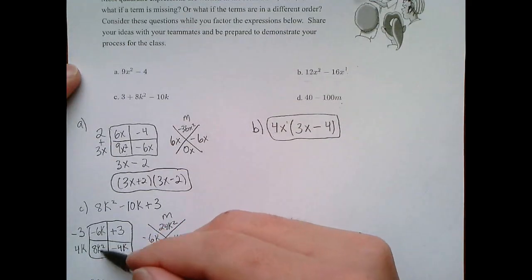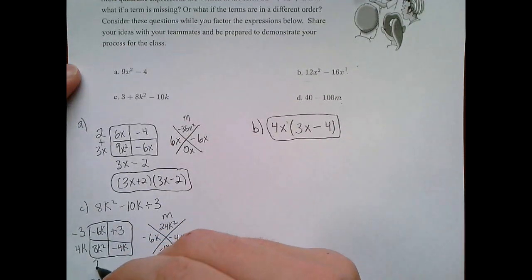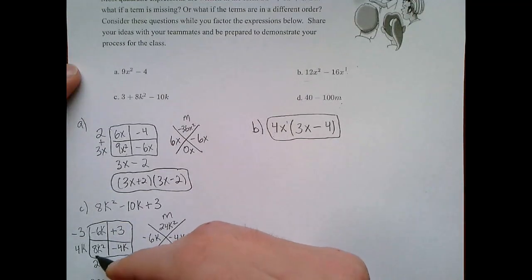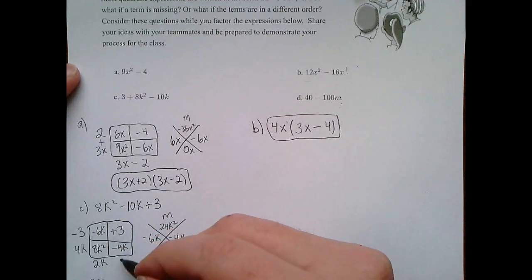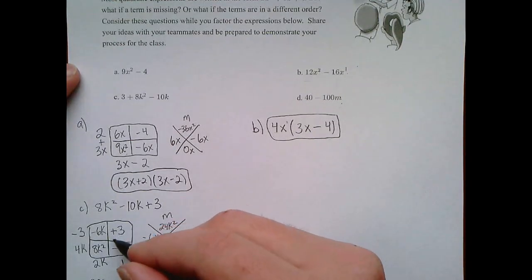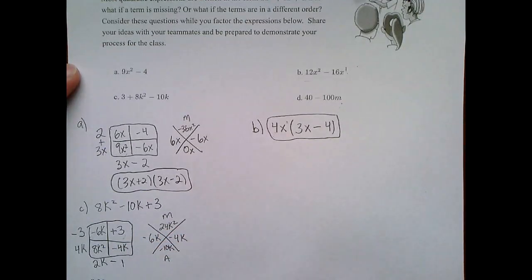How about going down this way? The biggest thing that negative 6 and 8 have in common is 2. I can also pull out a k, and because 8k squared is positive, this will be positive as well. How about going down this way? The biggest thing that 3 and 4 have in common is 1. I can't take any k's because 3 doesn't have any. Because negative 4k is negative, this will be negative as well.